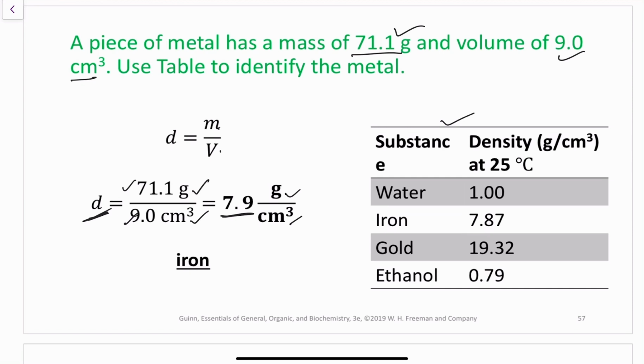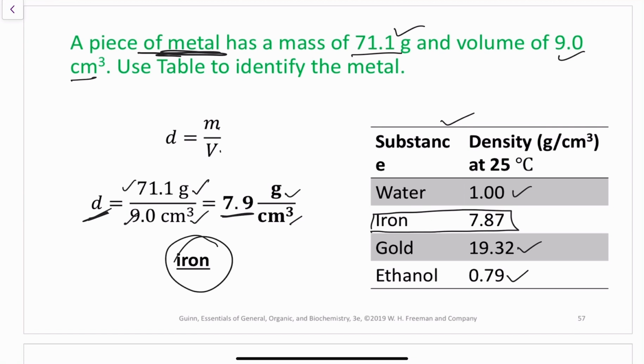So if we see the table, water has 1, gold has 19.32, ethanol has 0.9, iron has almost the same density that this unknown metal has. So that means this unknown metal is iron, made up of iron, because the density is very close to iron. So this is how you normally identify a metal, by comparing the density of the unknown metal with the table which has all the densities of all the known metals, right?